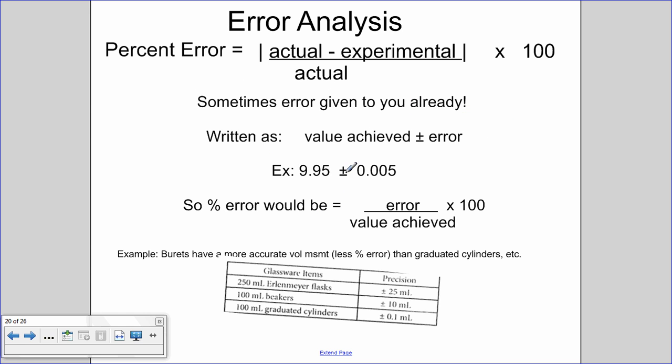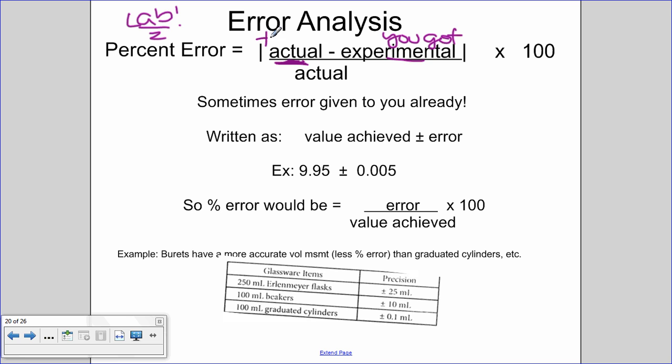All right, so we're getting towards the end here. We have error analysis. We are going to use percent error all the time, in all of our labs. Anytime that I give you an actual value, usually something published in a book, this is going to be the value that I really want you to get. This is what you did, what you got in the lab, and you're going to figure out your percent error.